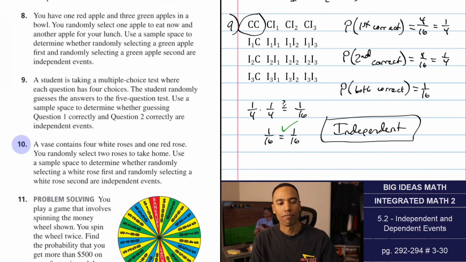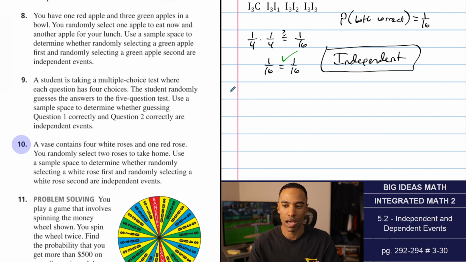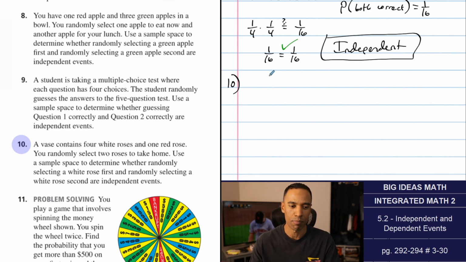Number 10. A vase contains 4 white roses and 1 red rose. You randomly select 2 roses to take home. Use a sample space to determine whether randomly selecting a white rose first and randomly selecting a white rose second are independent events. Well, they shouldn't be, because once you selected that white rose first, it has now diminished the number of roses available and white roses available. So we're expecting a dependent event.